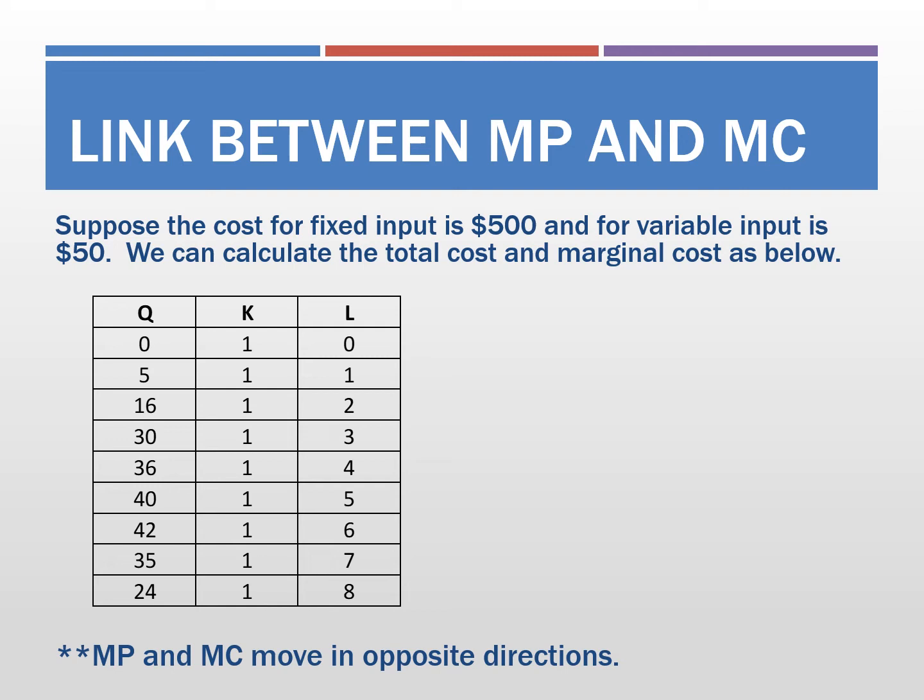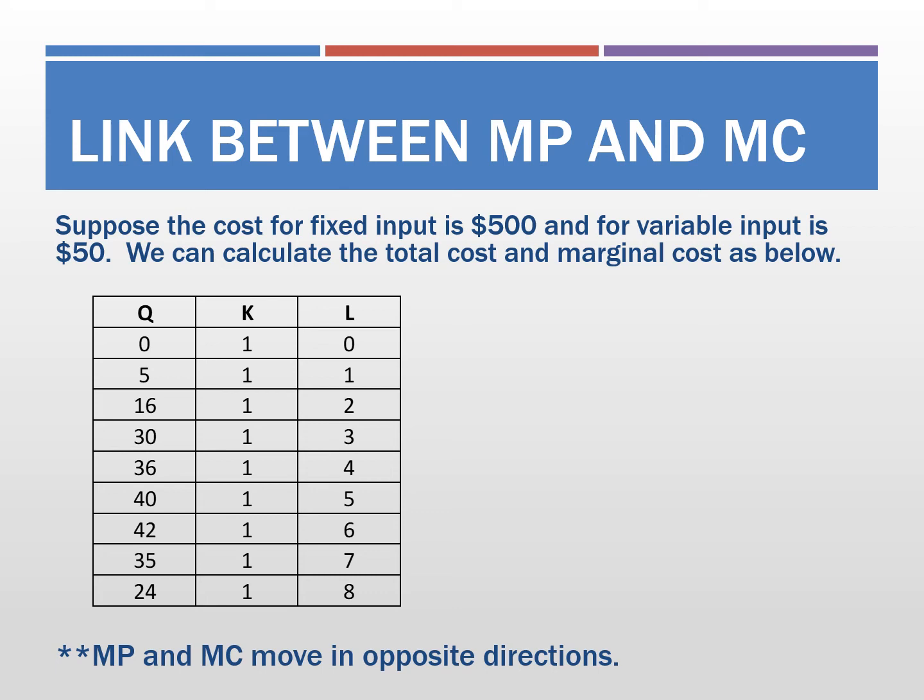Let's suppose the cost of the fixed inputs in this hospital is $500. So that means the building actually costs the firm $500 every month to pay the rent. And we assume the variable cost for the firm to pay is $50. So that means for each nurse to work in this hospital for 1 month, it's $50 that the firm has to pay.